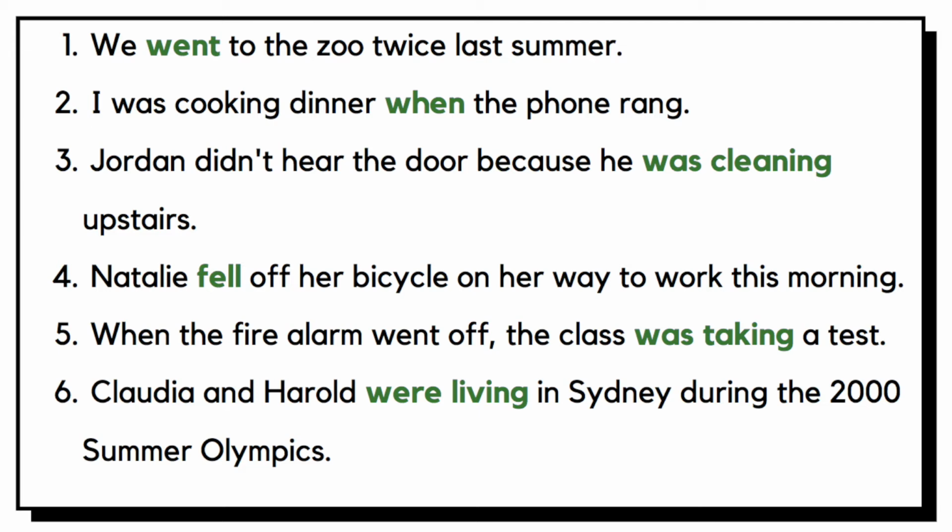Let's look at our answers together. Number 1 says, we went to the zoo twice last summer. Number 2 says, I was cooking dinner when the phone rang. Number 3 says, Jordan didn't hear the door because he was cleaning upstairs. Number 4 says, Natalie fell off her bicycle on her way to work this morning. Number 5 says, when the fire alarm went off, the class was taking a test. And number 6 says, Claudia and Harold were living in Sydney during the 2000 Summer Olympics.